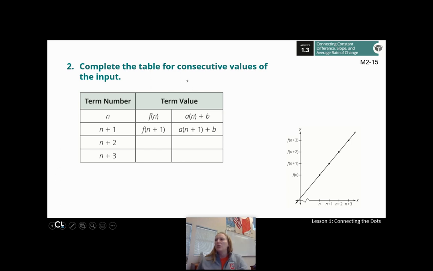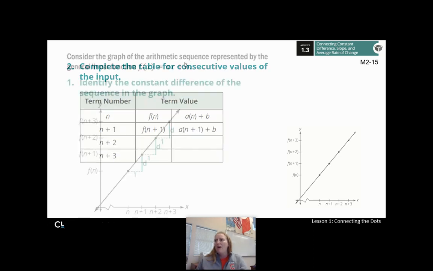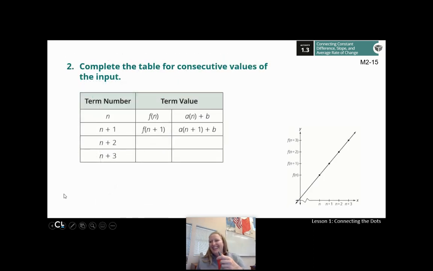If you're not sure where these numbers came from, it's because we know that f of x equals a times x plus b. So I'm just plugging things in. If I plug in an n, I get f of n. We can see that on the graph. But that means I have a times n plus b.